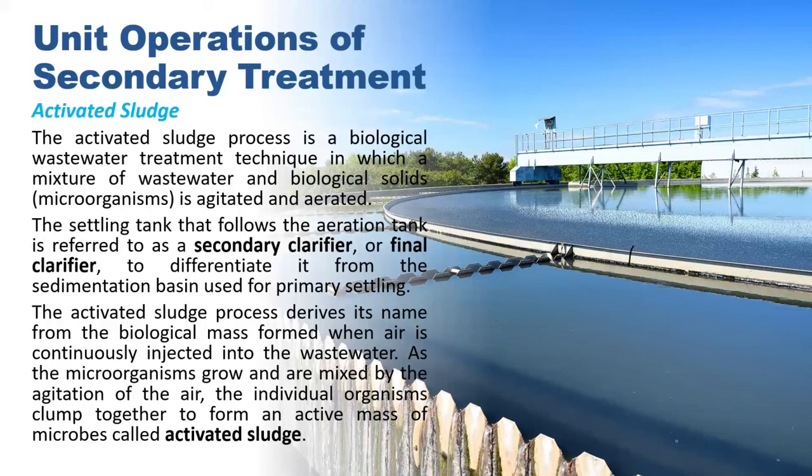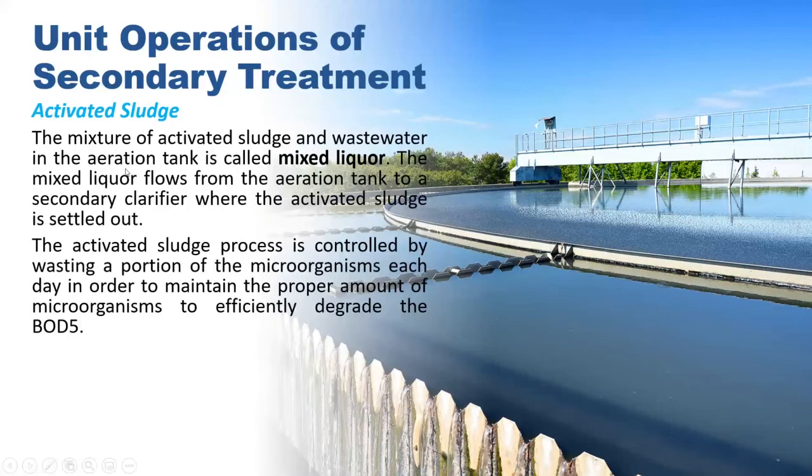In practice, wastewater flows continuously into the aeration tank where air is injected to mix the activated sludge with the wastewater and to supply the oxygen needed for the organisms to break down the organic matter. The mixture of activated sludge and wastewater in the aeration tank is called mixed liquor. The mixed liquor flows from the aeration tank to the secondary clarifier, where the activated sludge is settled out. So most of the settled sludge is returned to the aeration tank to maintain the high population of microbes that permits rapid breakdown of the organic matter.